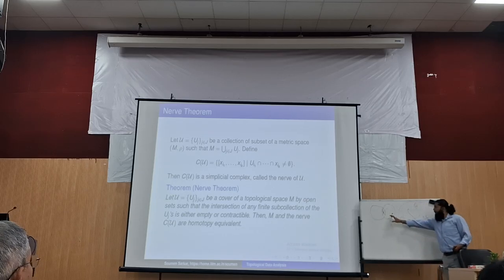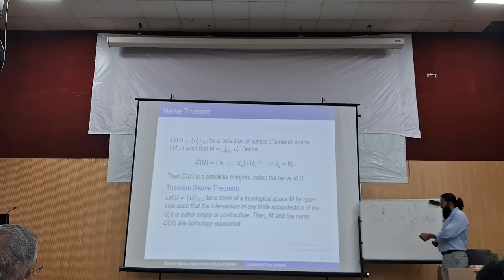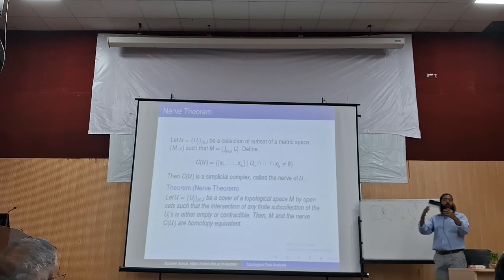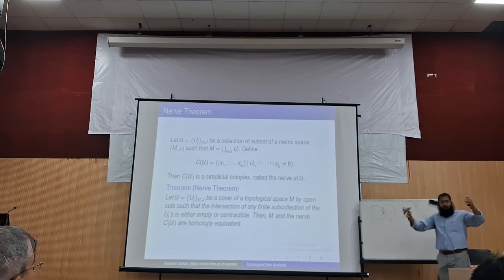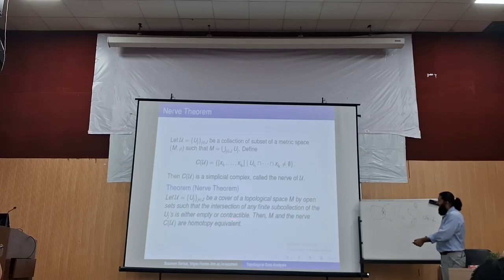So if you have this kind of situation, then it is saying the space M we took is homeomorphic to the geometric realization of this nerve complex. So now it looks like a simplicial complex, it has nice structure, but the topology may be complicated or crazy. However, they are homotopically equivalent.